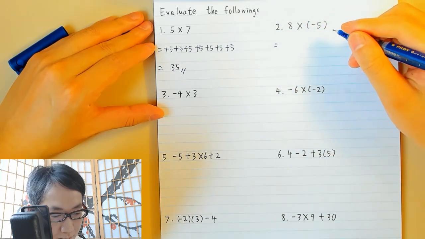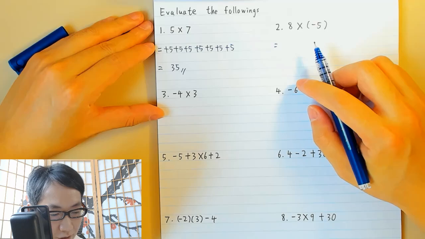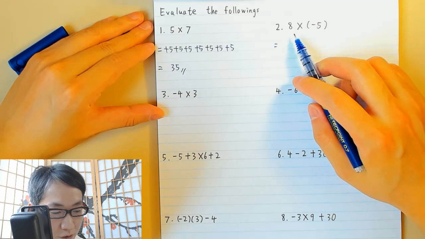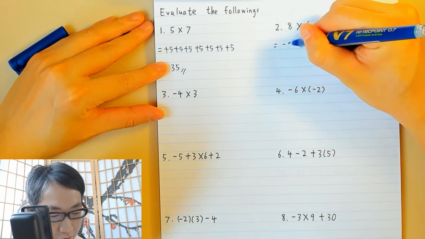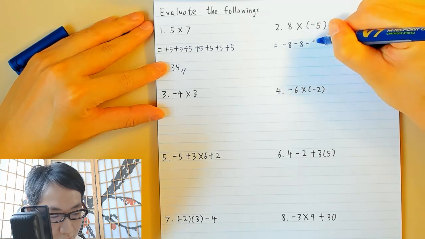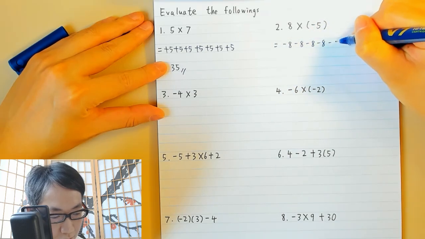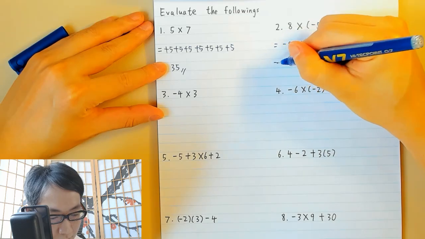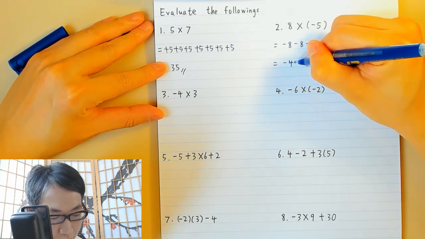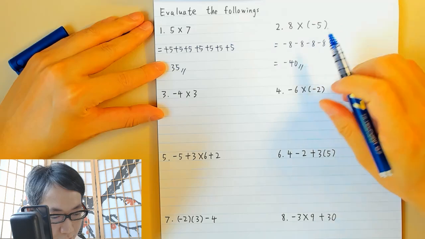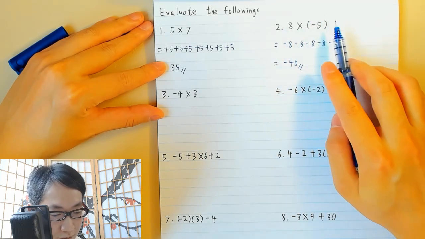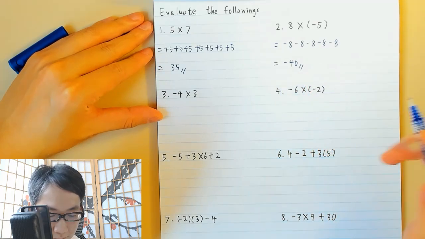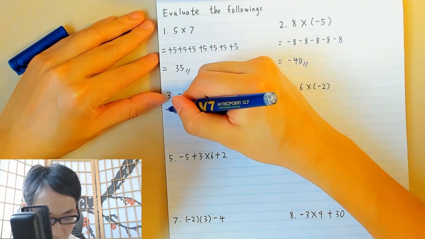And next one is 8 times negative 5. So we are executing positive 8 in the reverse direction for 5 times. Okay, so negative 8, 3 times, 4 times, 5 times. Then we have negative 40. So 8 times 5 is 40, and then reverse of that will be negative 40. Okay. Next one.